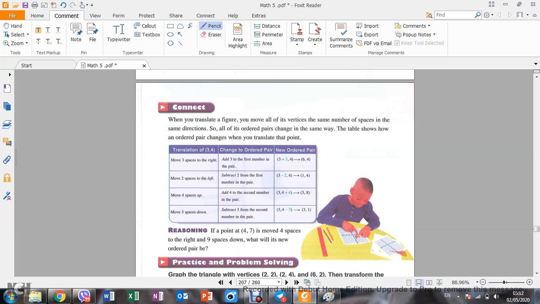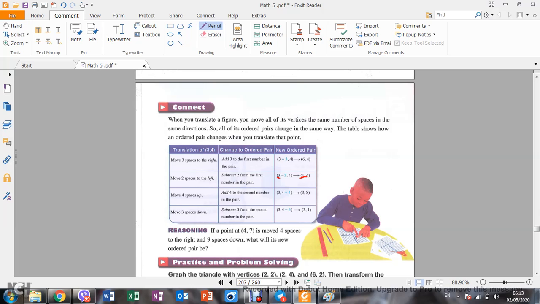Okay. Add 3 to the first number in the pair. 3 plus 3 equals 6, and 6 and 4. The second one is move 2 spaces to the left, which means subtract. For example, we have this 3, you need to remove 2 from this one. 3 minus 2 is 1, so the new one is 1. If you go to the right, you add numbers. If you go to the left, you subtract numbers.